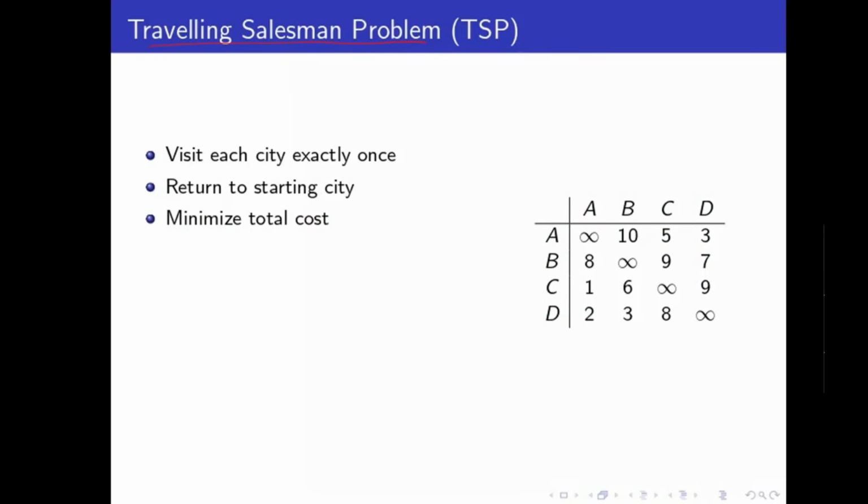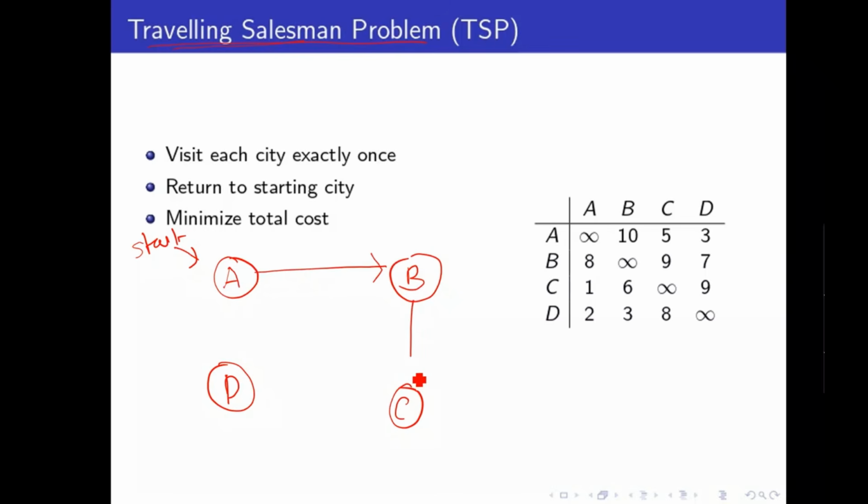Traveling salesman problem. What is the traveling salesman problem? So you are given some cities. Here we have 4 cities: A, B, C and D. The salesman has to start from a city, visit every city exactly once and come back to the starting city, right? And this travel will cost some, it may be time, it may be amount, and that cost is given in this matrix.